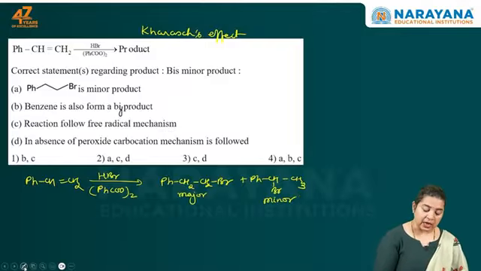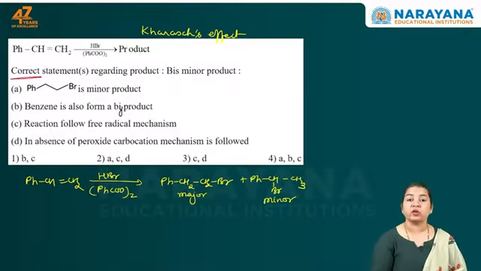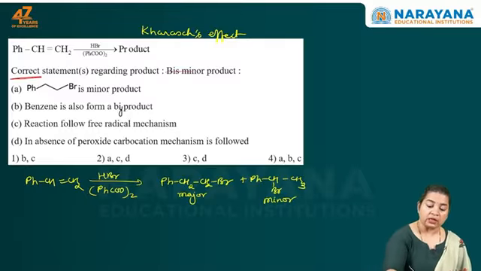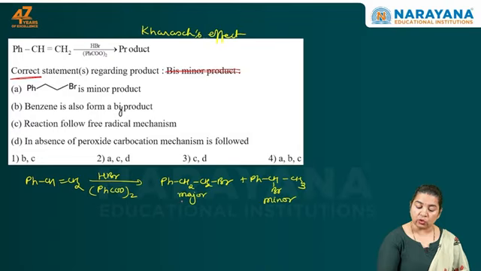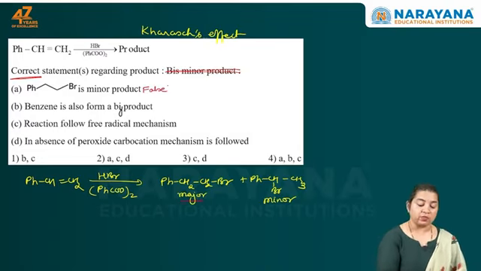Now, we are being asked what the correct statements regarding the product are. So, let us check. A: PhCH2CH2Br is a minor product. No, it is a major product. So, this is a false statement for us.